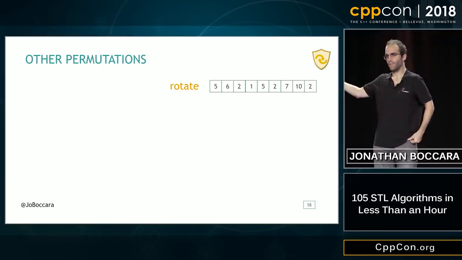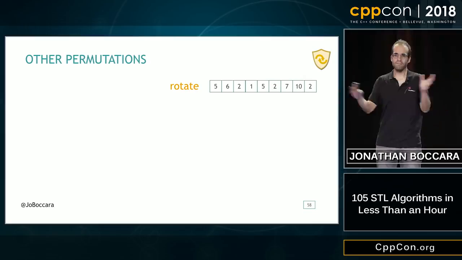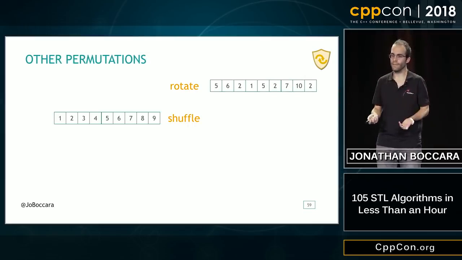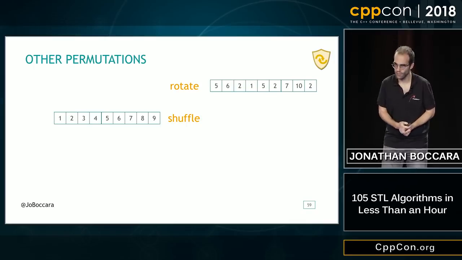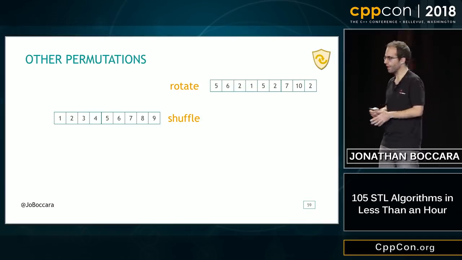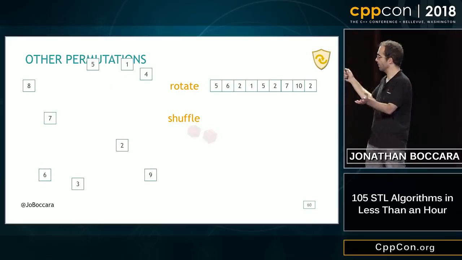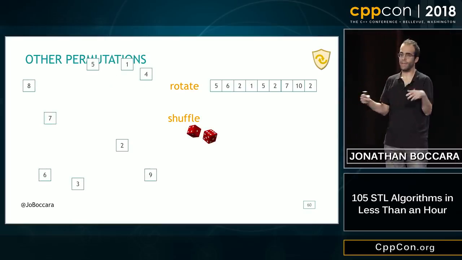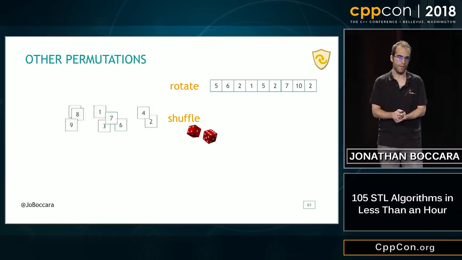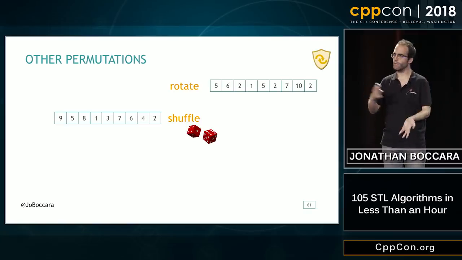That's rotate. Another way to change the order of the elements of a collection is to do that randomly. And that's what std shuffle does. So std shuffle takes a collection with elements in a certain order and takes something that generates random numbers and rearranges the collection in random order.